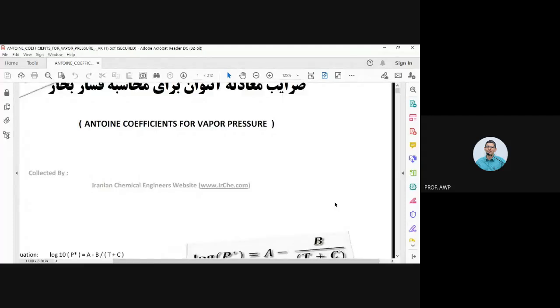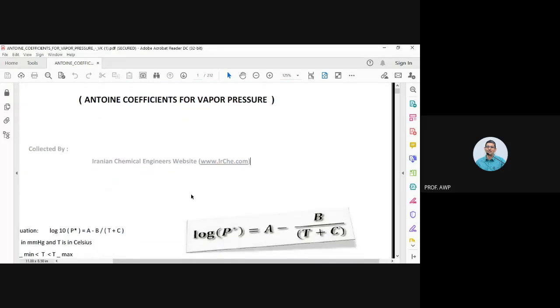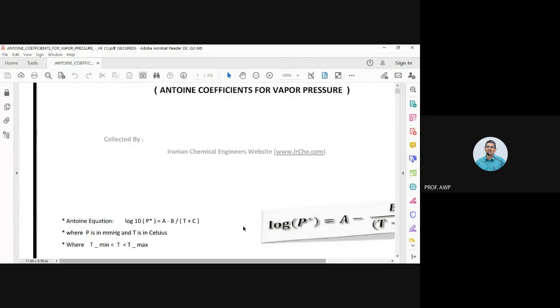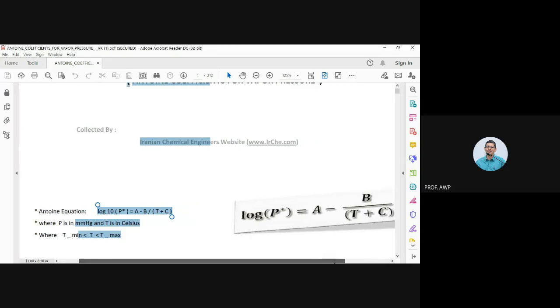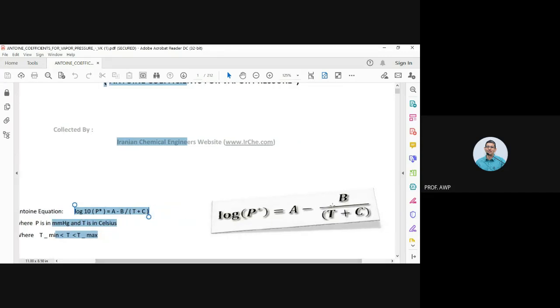So if you see this, it is downloaded from Google. This is compiled by an Iranian chemical engineers website. Okay. Now look at this. What are they doing? Their Antoine correlation is in terms of log to the base 10 of P, equal to A minus B by T plus C. P, that is vapor pressure, is in mmHg and temperature in degrees Celsius. Do you see that? So these correlations, the A, B, C values that are there, are to be used with this set of units.